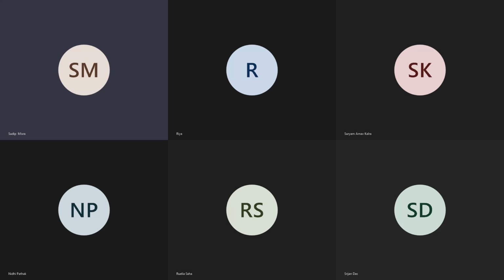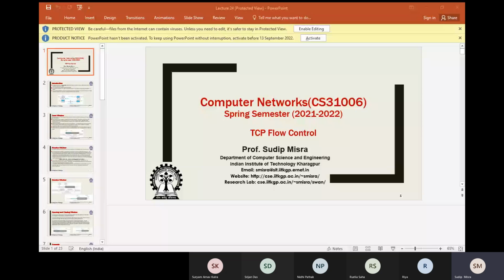About the flow control in TCP. Flow control means that the sender cannot send too fast, faster than how much the receiver can handle. Because by doing so, the sender is going to overwhelm the receiver with more data than it can handle. So there has to be some kind of synchrony between the sender and the receiver. The rate at which the sender is sending should be such that the receiver is able to handle it. That is called flow control.